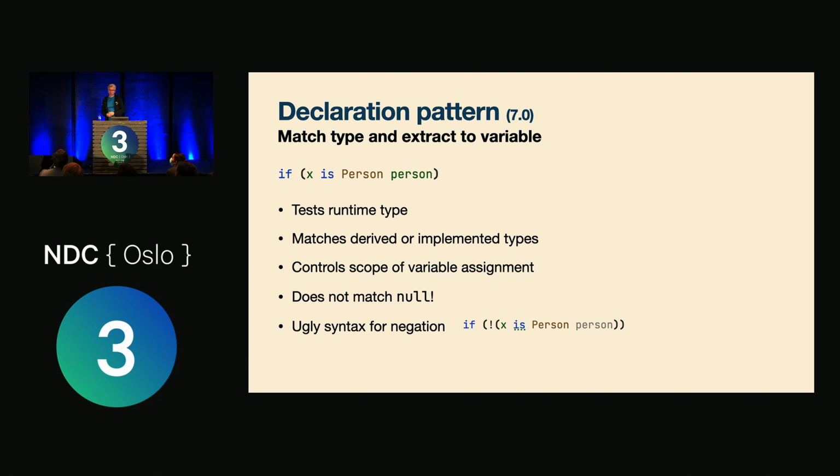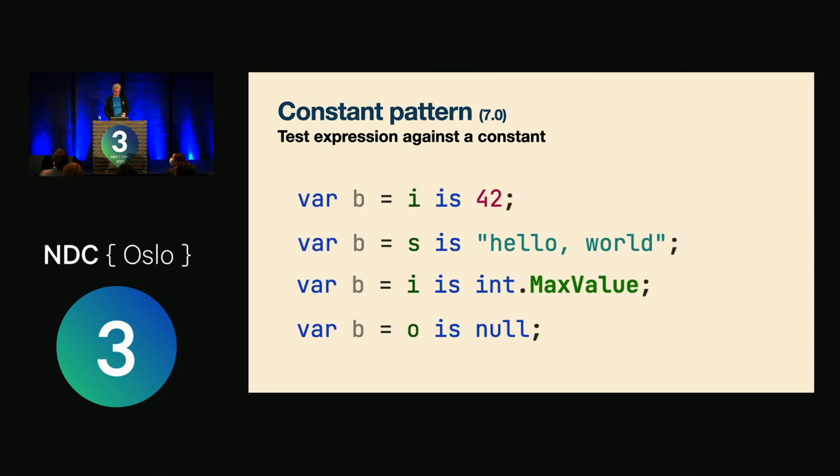And one of the interesting things with this is that it controls the scope of the variable assignment. So the person variable is still defined outside of the if statement. However, it's only assigned inside the if statement if it's true. So if x is person is true, then person only has a value once you're inside the if block. The other thing to point out here as well is it's got a really ugly syntax for negation. If you want to say if it's not a person, you've got to do this not brackets and all that kind of stuff. And we got some dots on the is there to tell us that there's a better way of doing it now, which is nice. We'll get onto that.